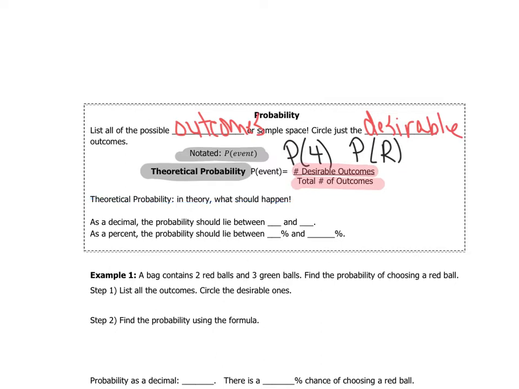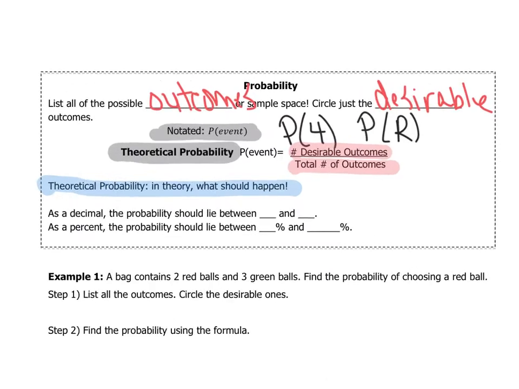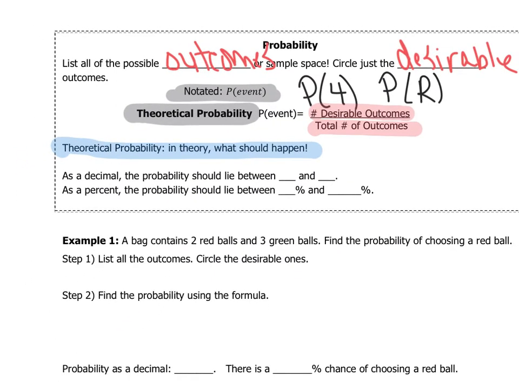Now, in the next couple slides here in just a minute, we're going to talk about experimental probability, where if you actually did the experiment, what actually happens. Theoretical is what should happen. And when you do it, it'll start out as a fraction, okay? Then you can turn that fraction into a decimal. And if it's a decimal, it should be between 0 and 1. And as a percent, then you just move that decimal 2 places to the right, and that gives you a percent. So it would be between 0 and 100%.